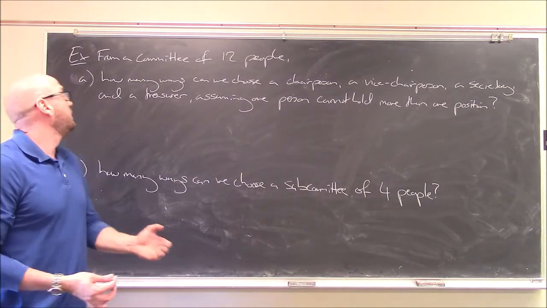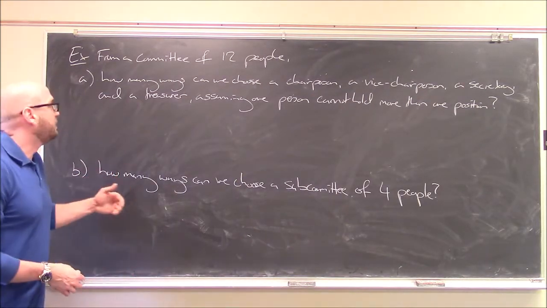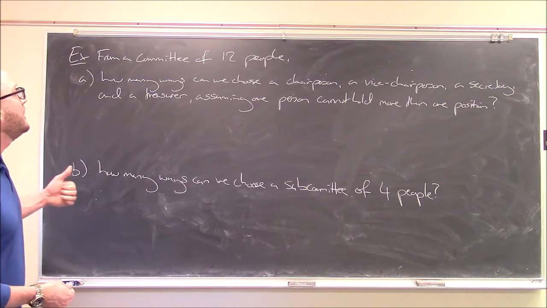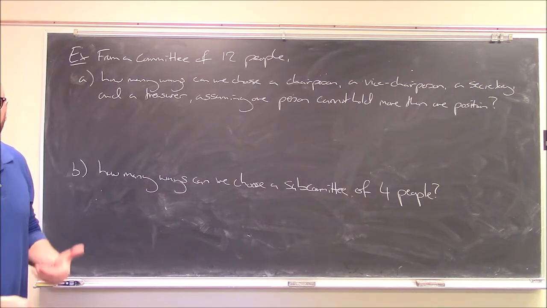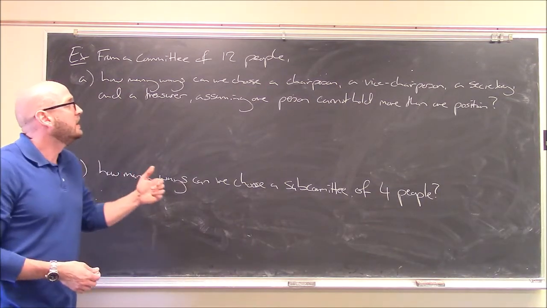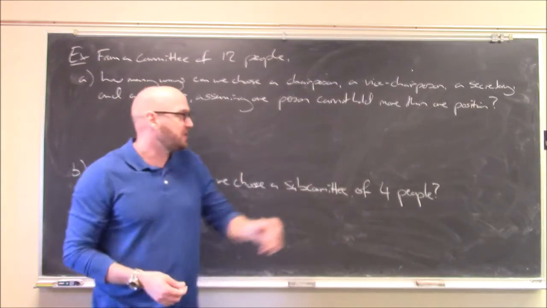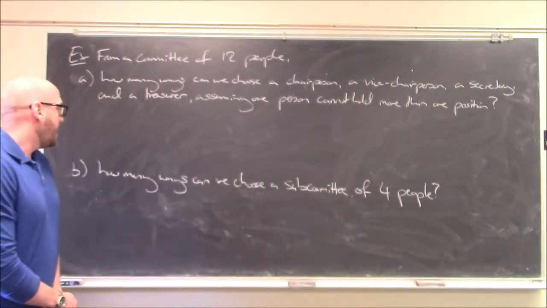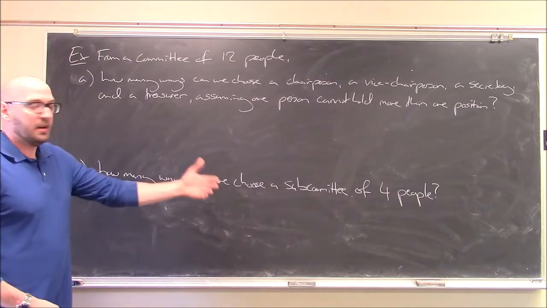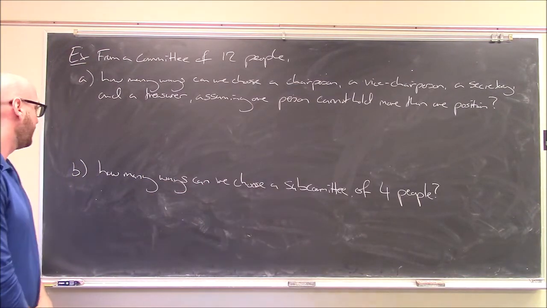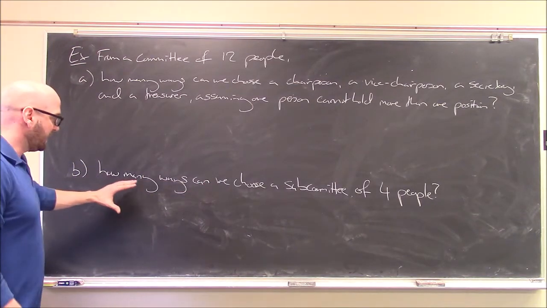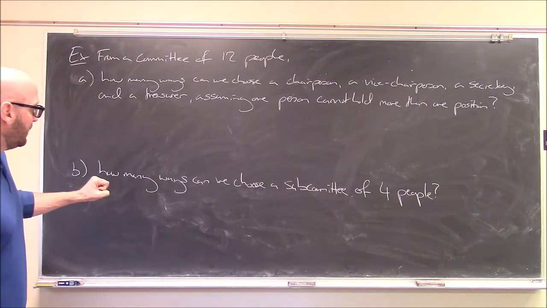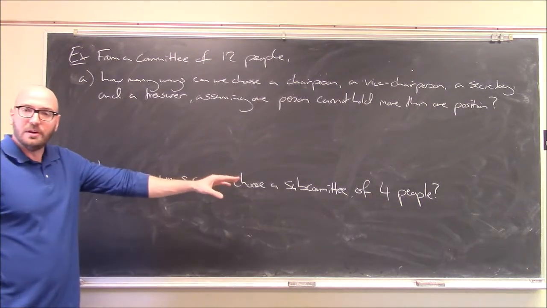Here's a typical example. From a committee of 12 people, 2 questions here. A, how many ways can we choose a chairperson, a vice chairperson, a secretary, and a treasurer, assuming one person cannot hold more than one position? And B, how many ways can we choose a subcommittee of 4 people? Let's go to the second one. The second one is, I think, a little bit easier. How many ways can we choose a subcommittee of 4 people?